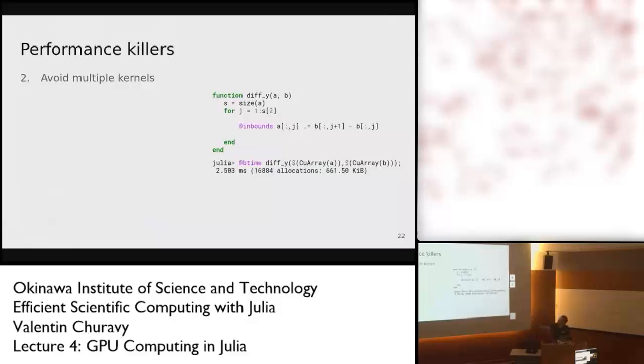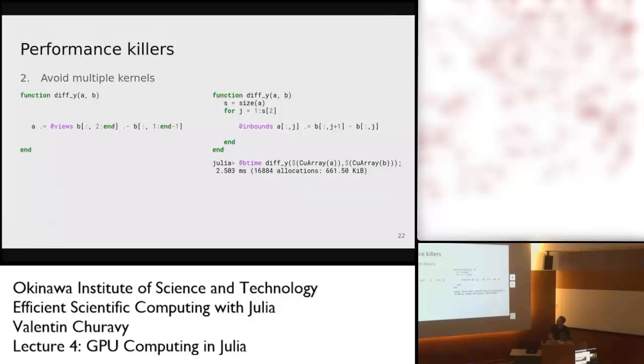But at each iteration here, we are starting a new kernel. And on the GPU in general, you want to avoid accessing memory multiple times. You want to avoid allocating memory. And you want to avoid multiple kernels. So you want to fuse all of them together into one.